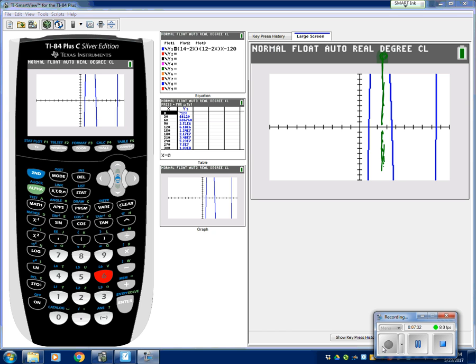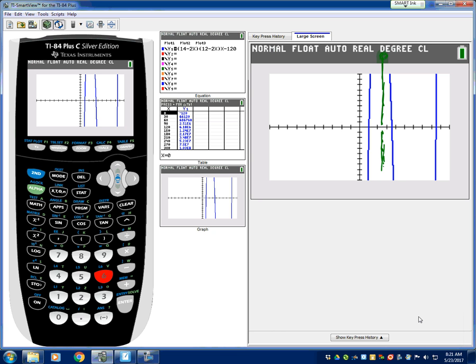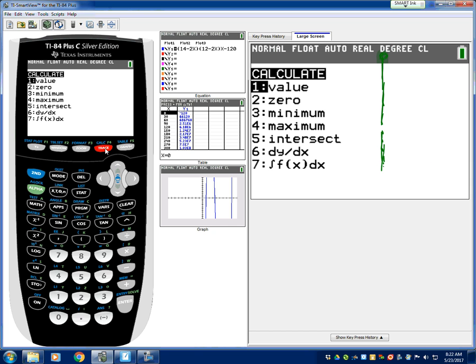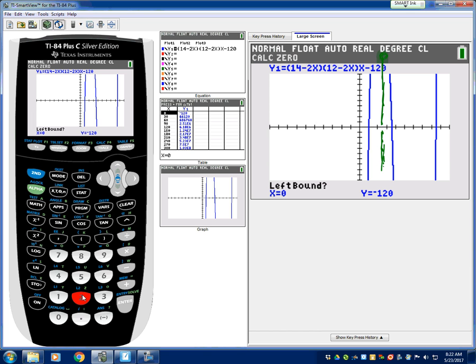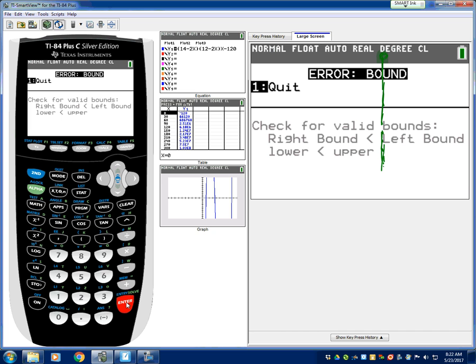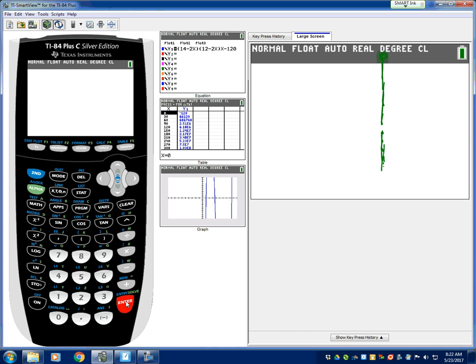All right, so in here we just need to find the zeros this time. So we hit second, calculate. Instead of max, we're going to find the zeros, number 2. It'll ask for left bound here, and I need to get my cursor closer to 1. You can see it goes through at 1. There it is. So left bound, that'll work. Right bound, and whoops, like that.